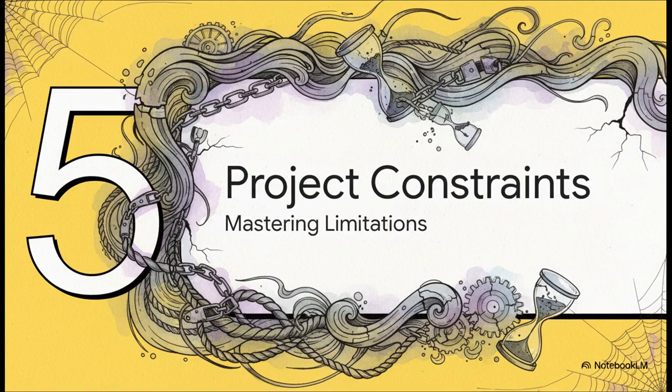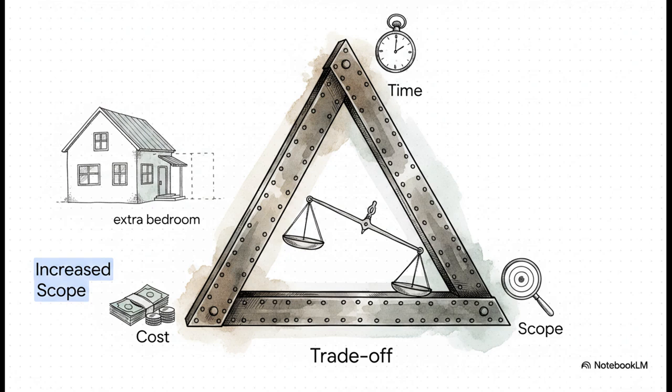Now, before we wrap up, we really need to talk about project constraints, mastering limitations. These are the invisible forces that threaten to derail literally everything we just talked about. It's called the Iron Triangle, and it completely rules project management. It's made up of time, cost, and scope.